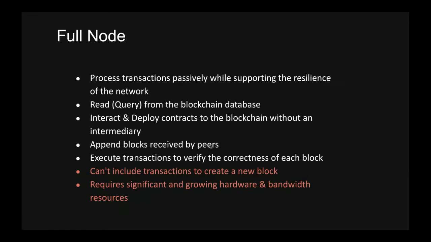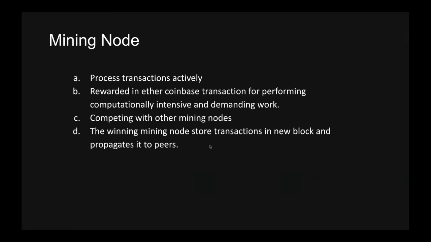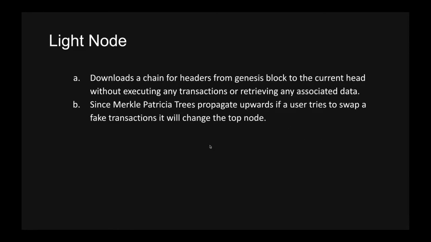We have full nodes, right? They process transactions passively while supporting the resilience of the network. Essentially, they just process transactions. They don't actually create new blocks. Mining nodes are the nodes that are actively solving that proof of work puzzle. They are processing transactions actively, and they want to be the winner, to find the block first and propagate it to its peers.